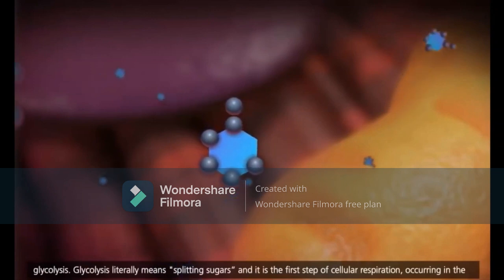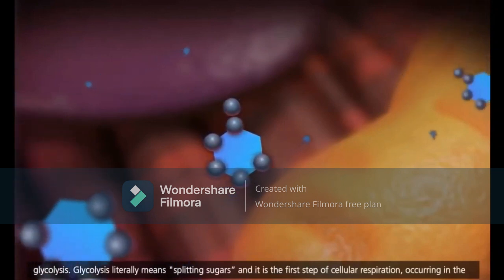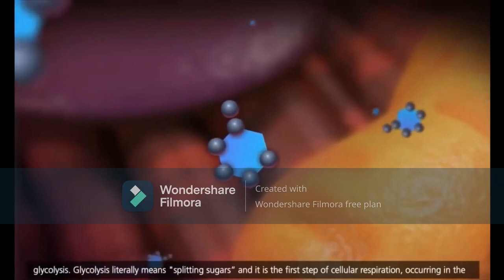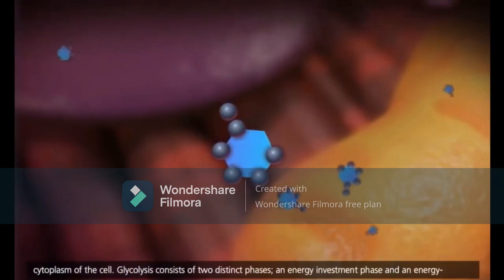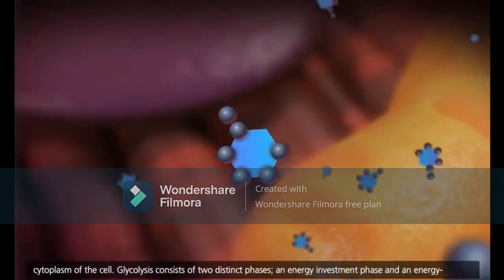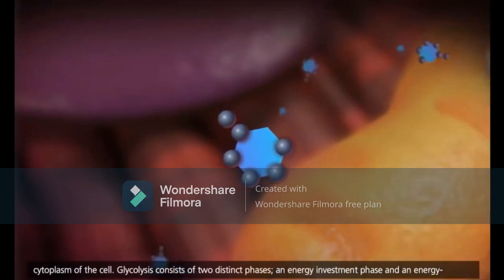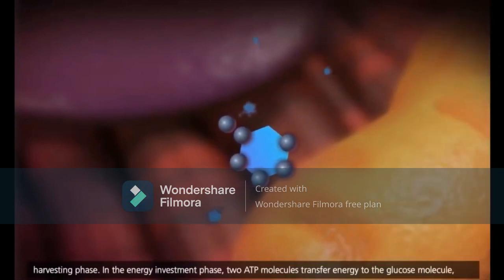Glycolysis literally means splitting sugars, and it is the first step of cellular respiration, occurring in the cytoplasm of the cell. Glycolysis consists of two distinct phases, an energy investment phase and an energy harvesting phase.